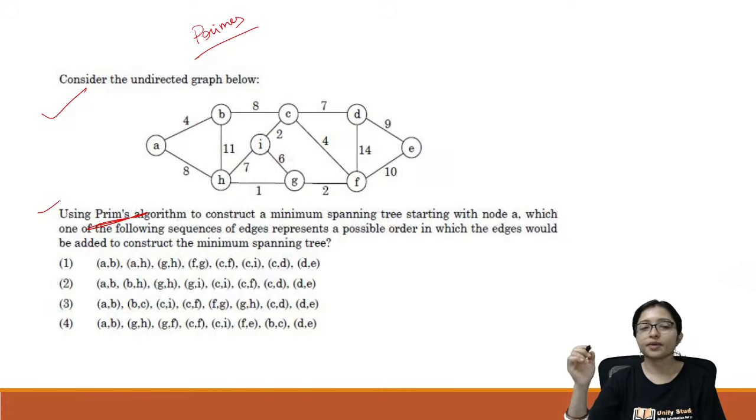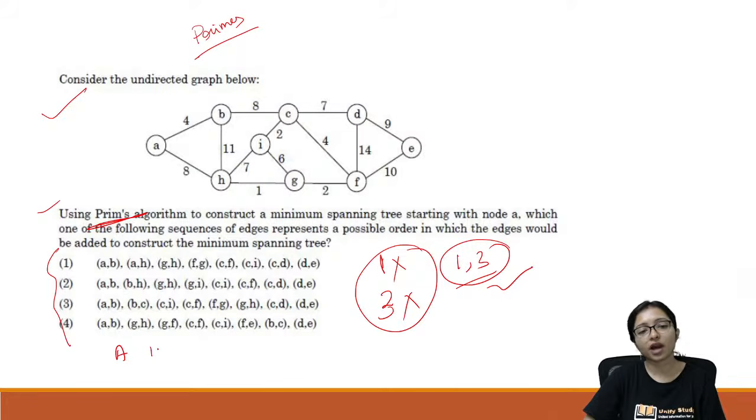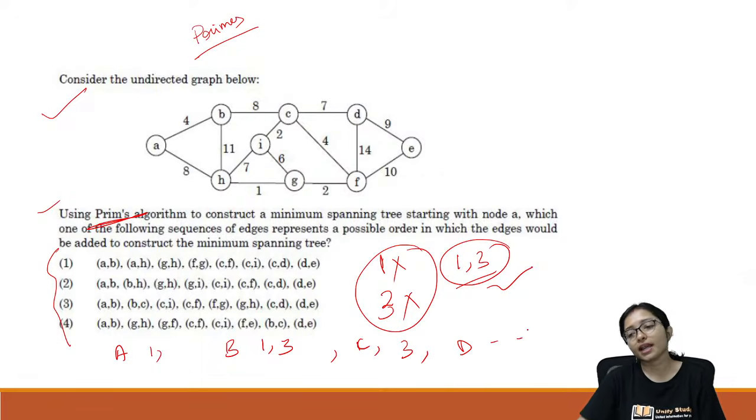Yes, answers are coming. Those who are telling only 1 or those who are telling only 3, they both are wrong. Here the answer will be 1 and 3, both are correct. Because in the options it can be given like that: option A is 1, option B is 1 and 3, option C is 3, and option D is maybe something else. If you choose option A, the answer will be wrong. If you choose option C, the answer will also be wrong. Your answer is option B, that is 1 and 3.